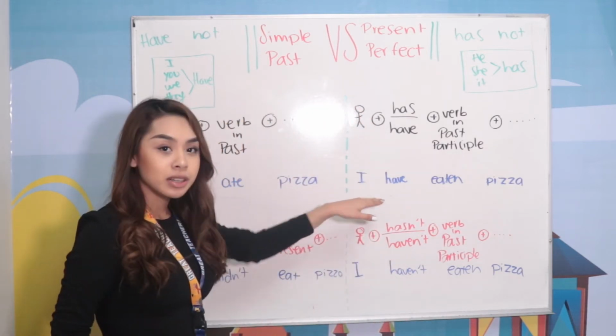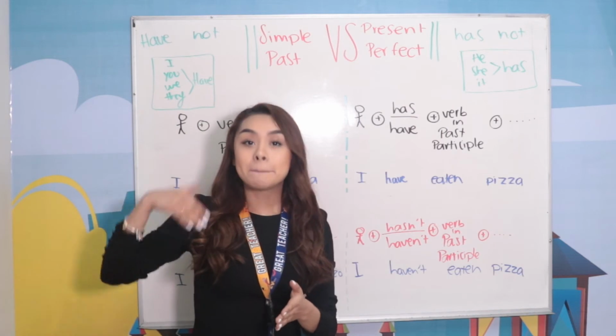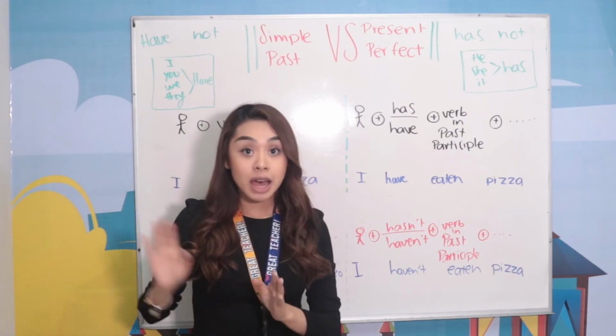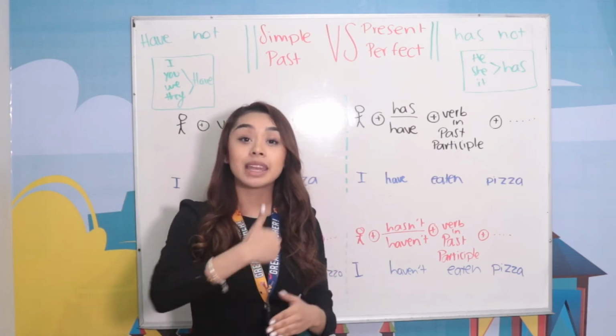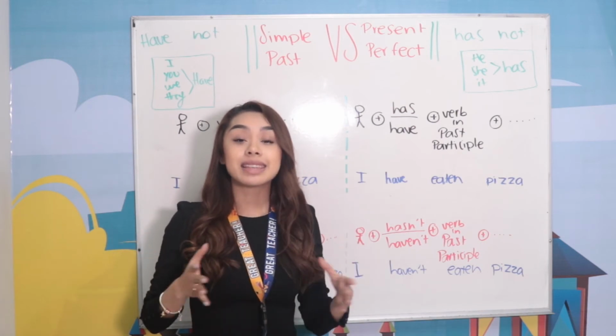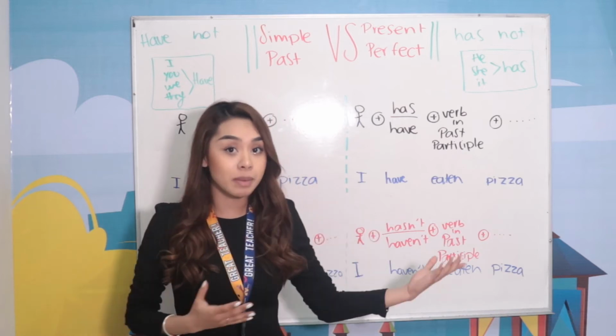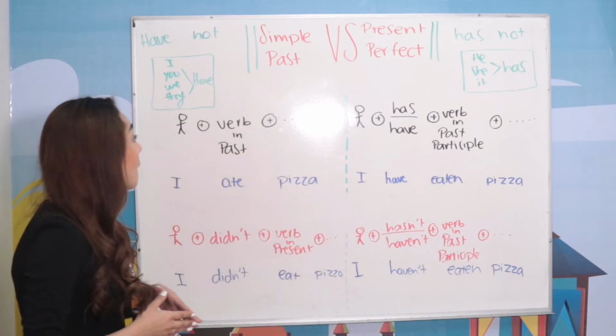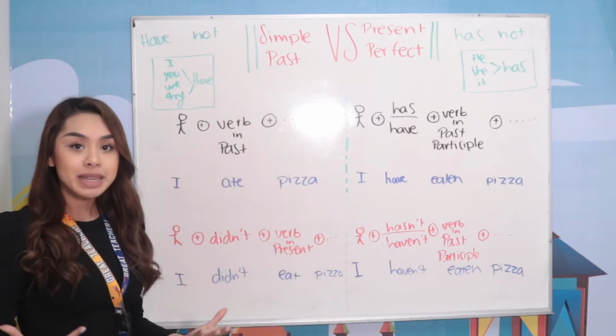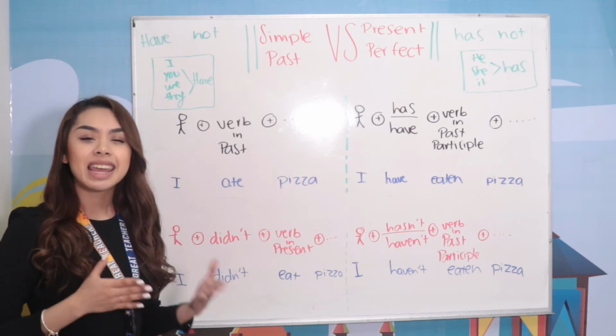So this is an action that I made in the past, but it continues being in the present, but it doesn't say a specific period of time. So I made it in the past, but I can continue making it in the present. But this one is in affirmative. We also have a negative form.